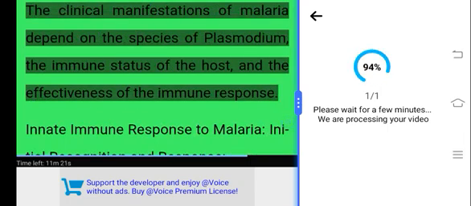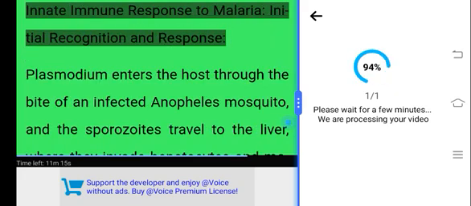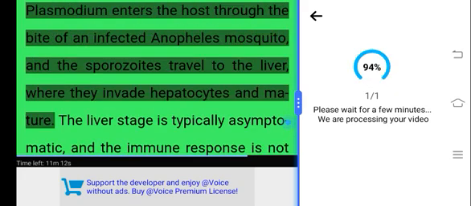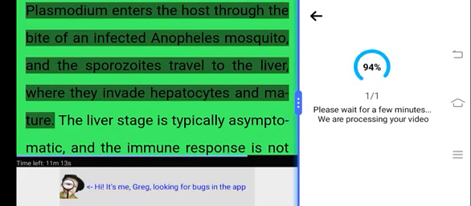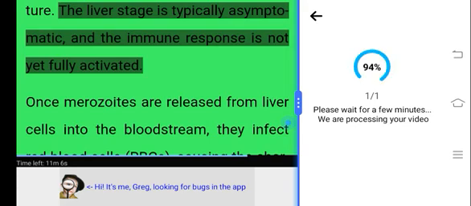The clinical manifestations of malaria depend on the species of Plasmodium, the immune status of the host, and the effectiveness of the immune response. Innate immune response to malaria: initial recognition and response. Plasmodium enters the host through the bite of an infected Anopheles mosquito, and the sporozoites travel to the liver, where they invade hepatocytes and mature. The liver stage is typically asymptomatic, and the immune response is not yet fully activated.